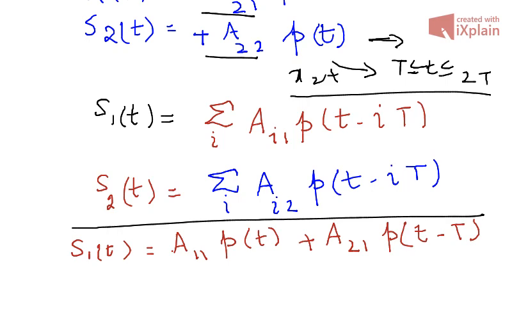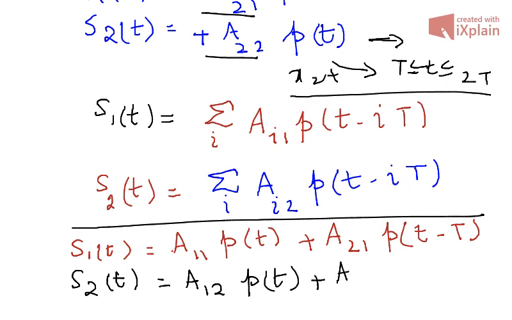Now what would be S2? S2 would be similarly A12 P of T plus A22 P of T minus capital T. In the second interval we are transmitting the second symbol, so this one is for the second symbol.